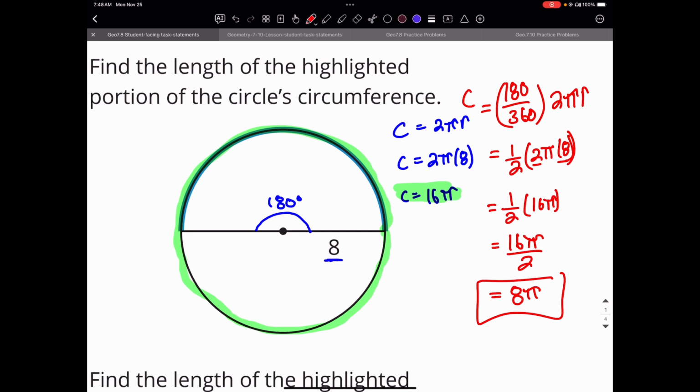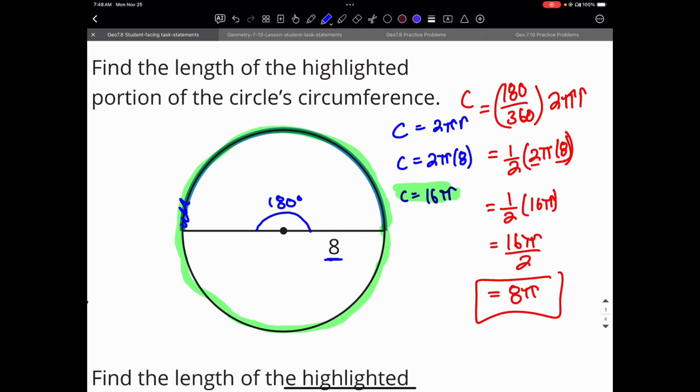So the circumference of the entire circle was 16 pi, but just the distance, or the arc length of that sector, that highlighted area, would be 8 pi. So this will work with any sector length. All you have to do is put it over 360.